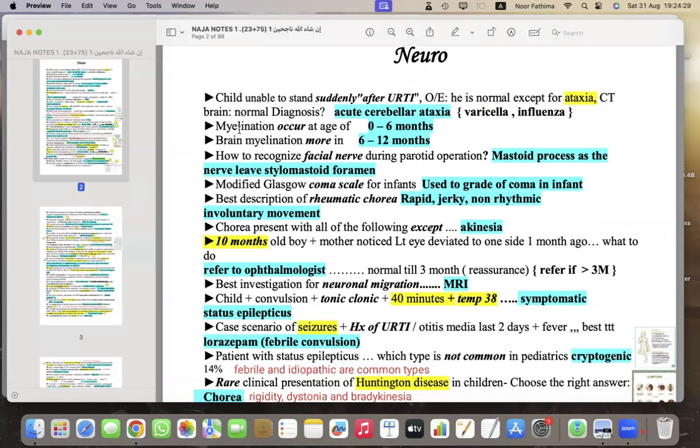Next is myelination. Myelination will occur at the age of 0 to 6 months, but brain myelination is more in between 6 to 12 months.